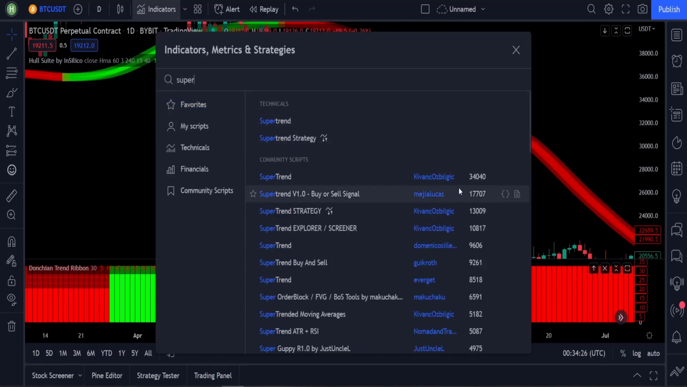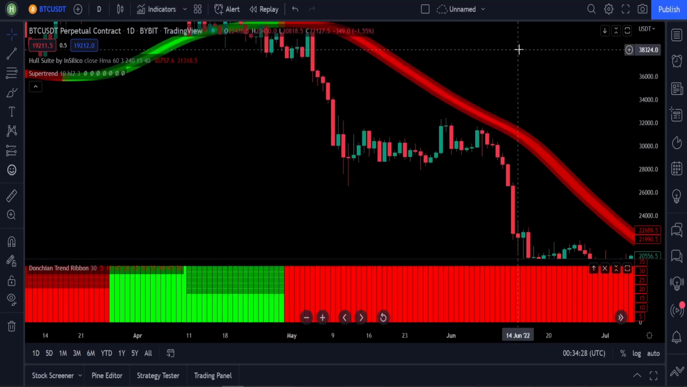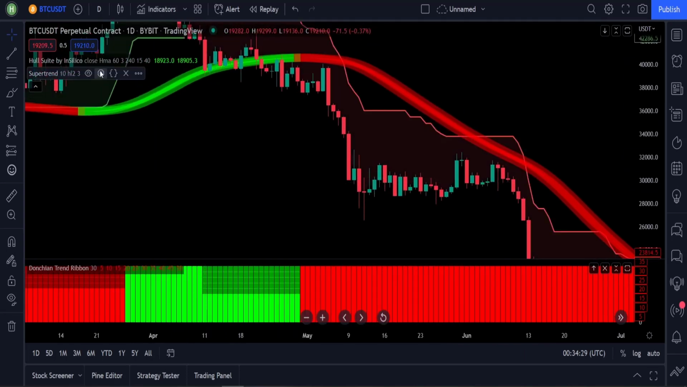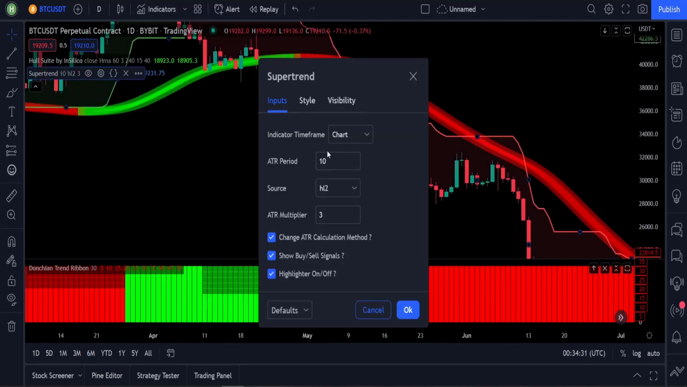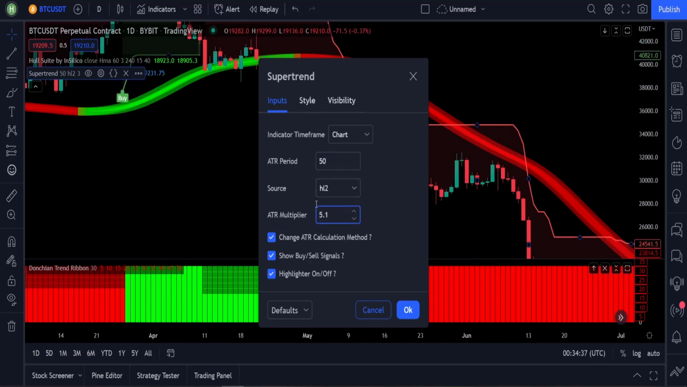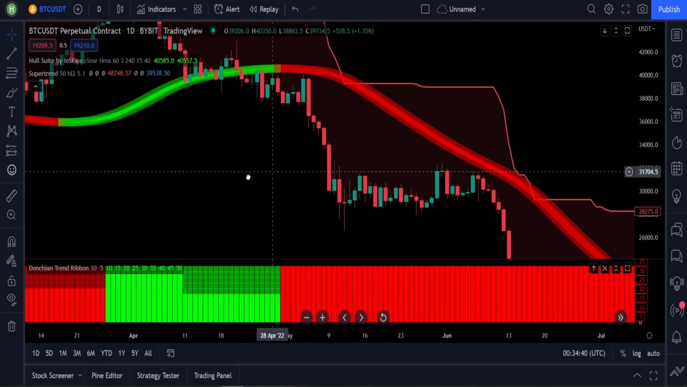Now that's set up, and then the last indicator that we're going to add is the Supertrend. This one by Kivanc Ozbilgic. And then let's make the changes to the Supertrend. Here in settings, you're going to change the ATR period from 10 to 50. And you're going to change the ATR multiplier to 5.1, and we're going to leave everything else the same. Click OK, and now your charts are set up.